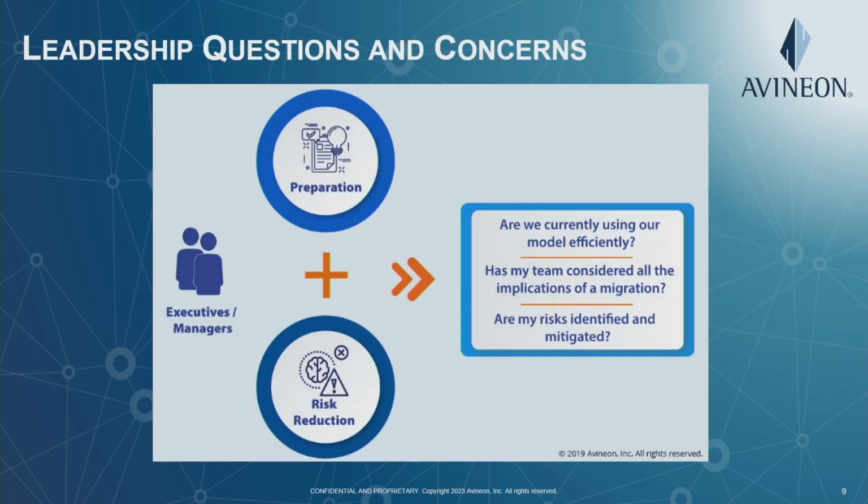From a leadership standpoint, we're making these changes to our system. Can we increase efficiency? Again, we've got to consider all the implications, all the downstream processes that are going to be affected by our change, and try to do some risk analysis, identify potential risk of making these changes to your data model, and mitigate them accordingly.